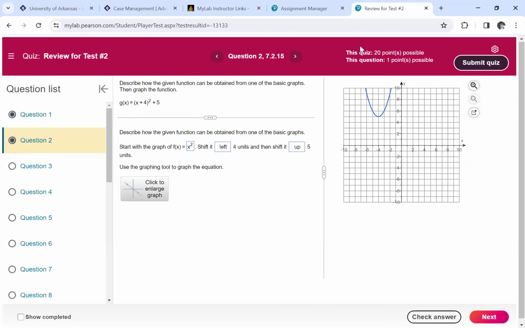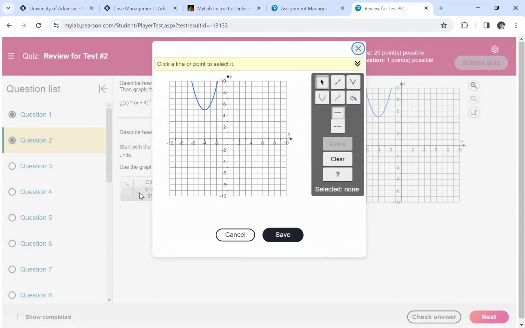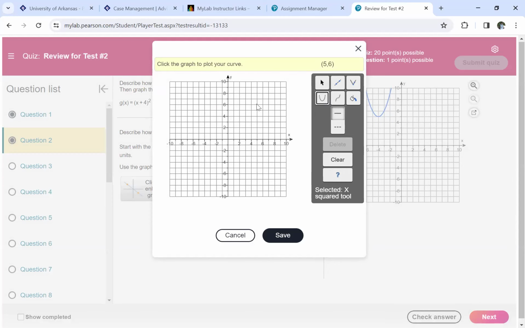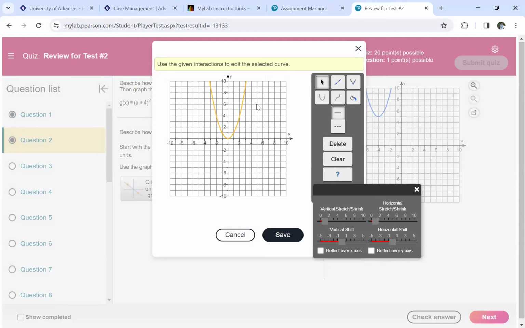So now, instead of using their graph up here, I go on the left side over here where it says click to enlarge graph. I click that and it pops up this window right here. So I'm going to clear this one off. Now, it won't give you the box to move left or right until you put the actual graph on the coordinates here. So grab the X squared tool, the U shape, and just click anywhere on that graph. Once you click onto the graph, notice on the right side, it'll open up that box.